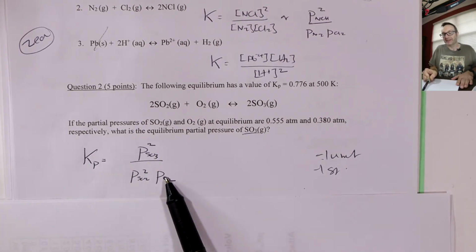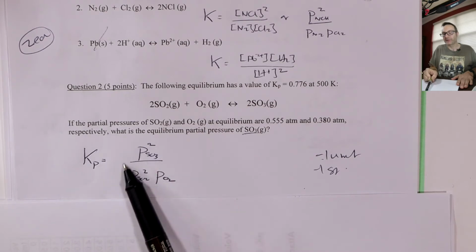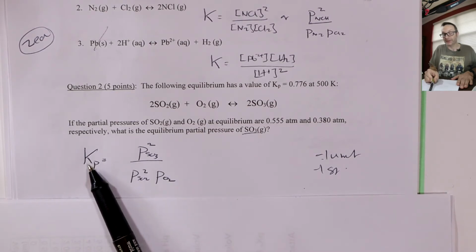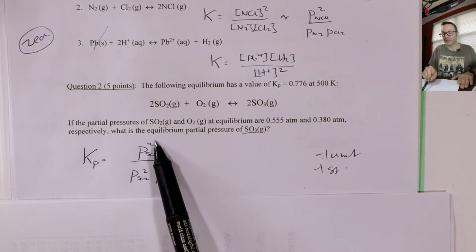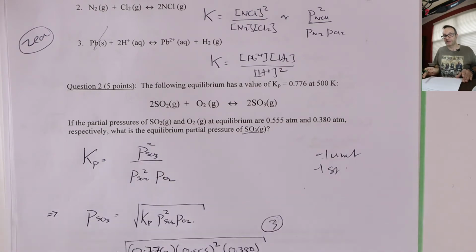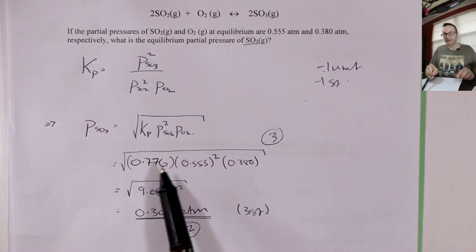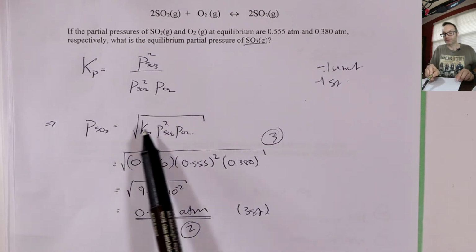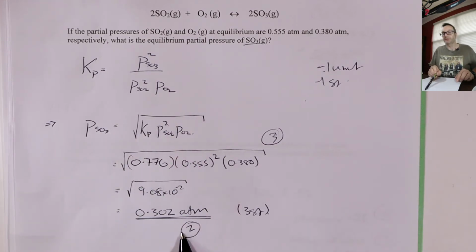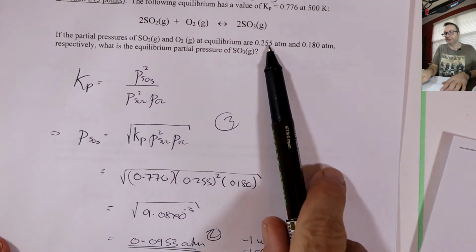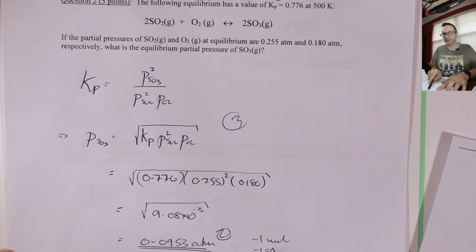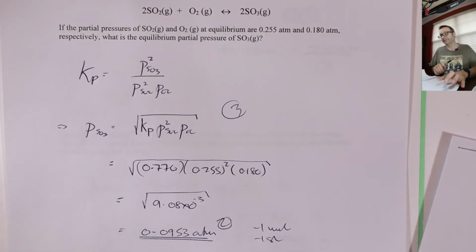So products over reactants, that with the numbers inside is the value of K. All we do is we're given the numbers, we have to find this one, and we also have K. So our destination is here, just do some algebra. There it is. So the thing we want, let's move things around, put the numbers in, 0.302 atmospheres. Minus 1 for sig figs, minus 1 for unit. It's easier than you think, isn't it? The other one, obviously I chose different pressures and a different final answer, 0.0953 atmospheres.